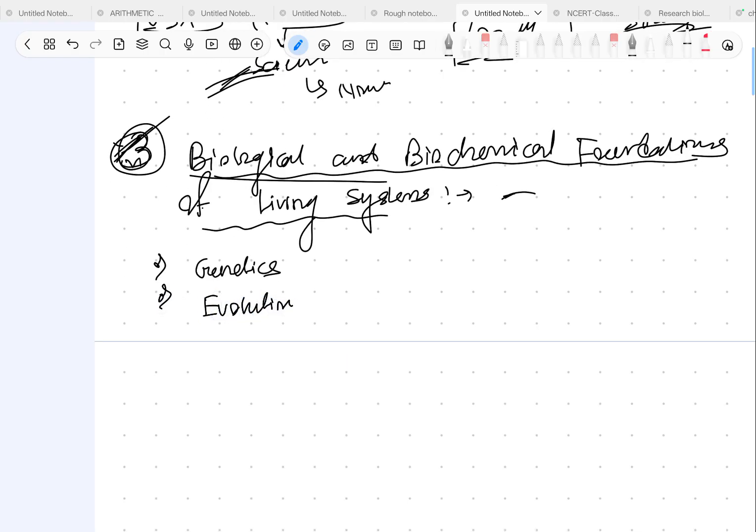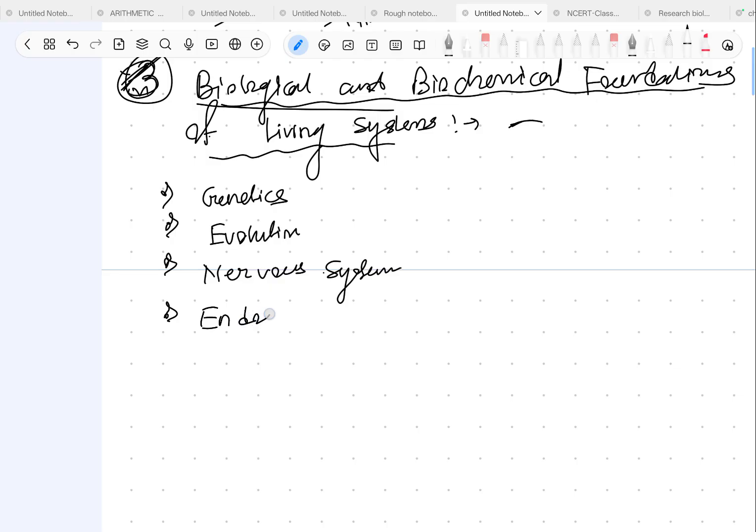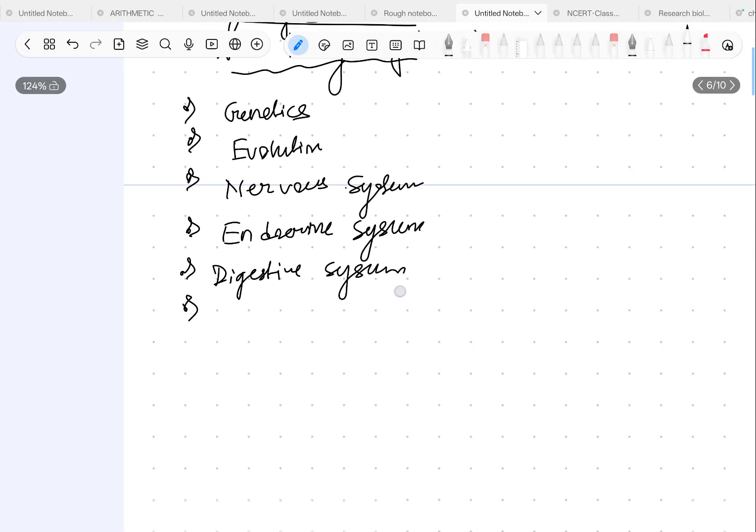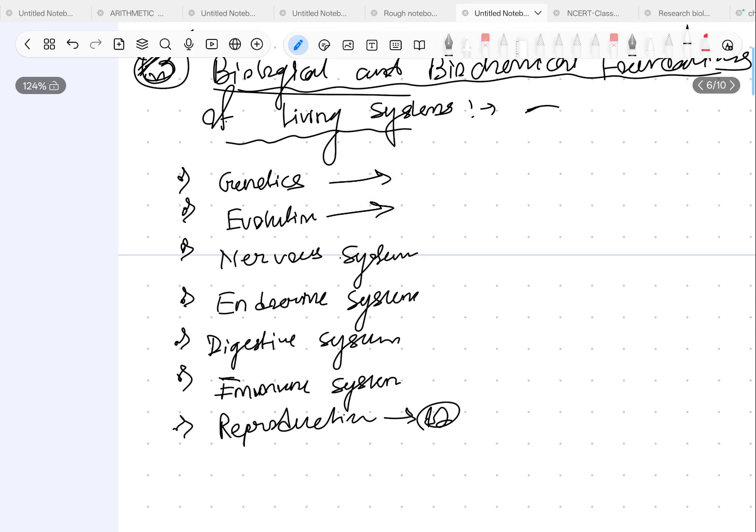Evolution is there. The nervous system, which you will also have studied in class 10th, 11th, 12th. Endocrine system, digestive system, immune system, and reproduction is the basic thing you have also studied in class 12th. Genetics and evolution you have also studied in MBBS. If you have done the MBBS, then you have studied genetics and evolution.